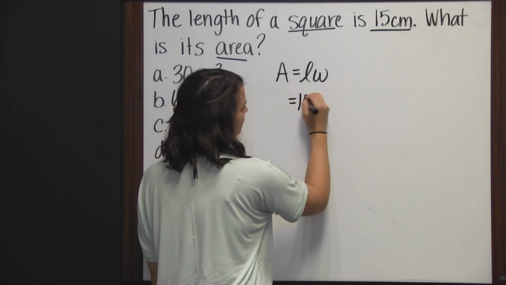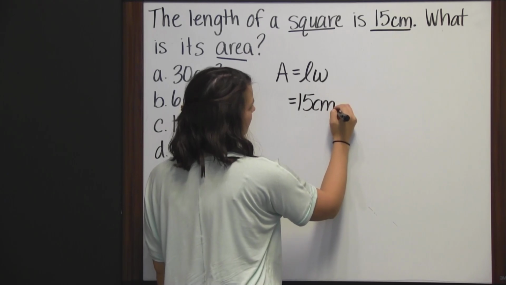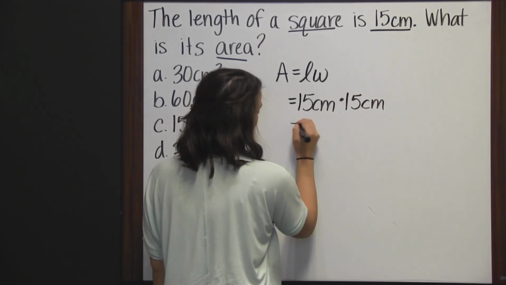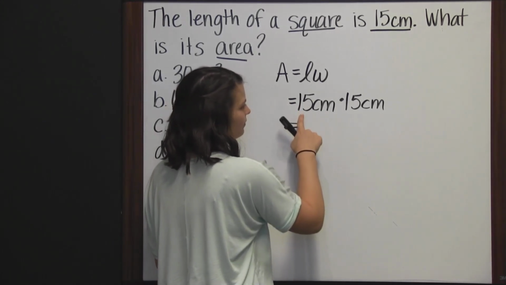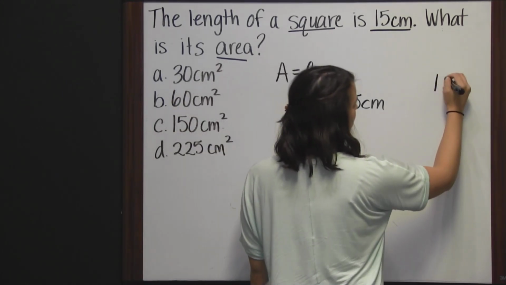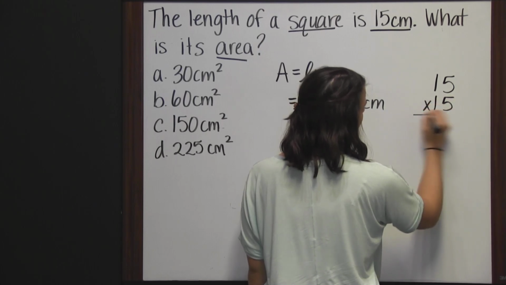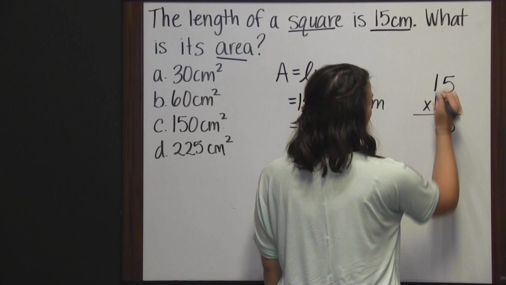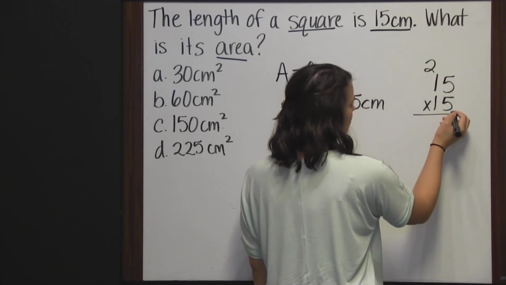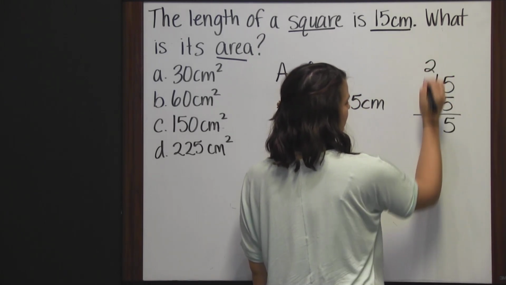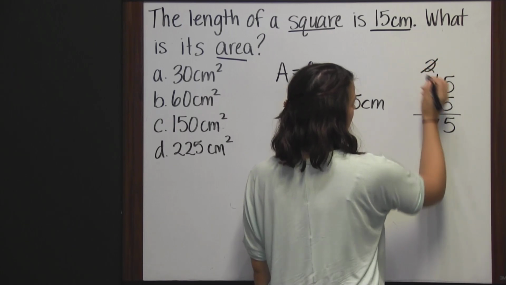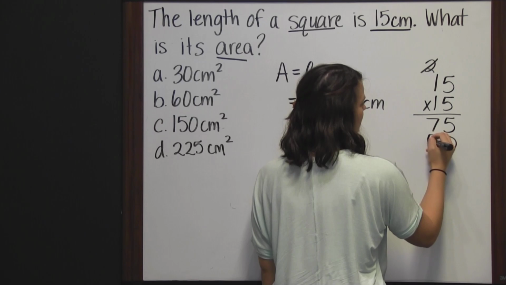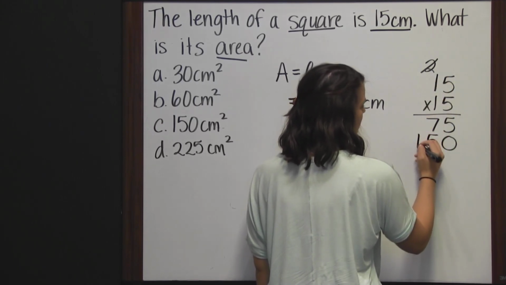So we substitute 15 centimeters for the length and 15 centimeters for the width. So 15 times 15. We can multiply that out over here. 5 times 5 is 25. Write the 5, carry the 2. 5 times 1 is 5, plus 2 is 7. Put your 0 placeholder. 1 times 5 is 5, and 1 times 1 is 1.